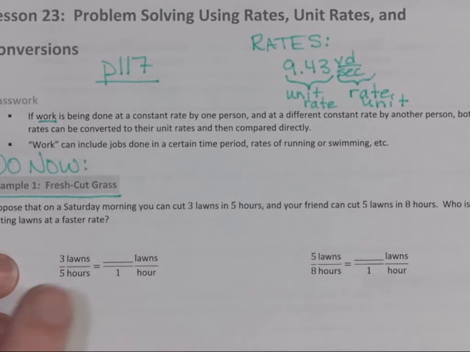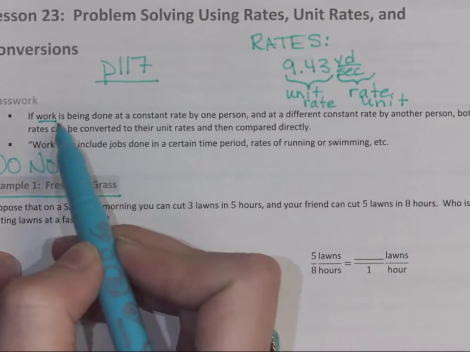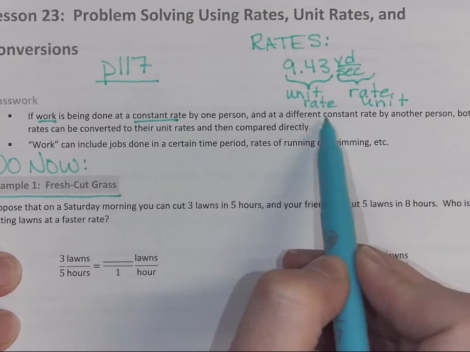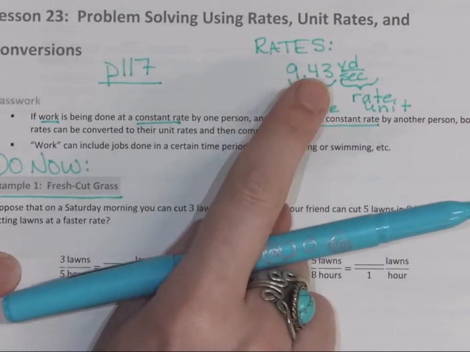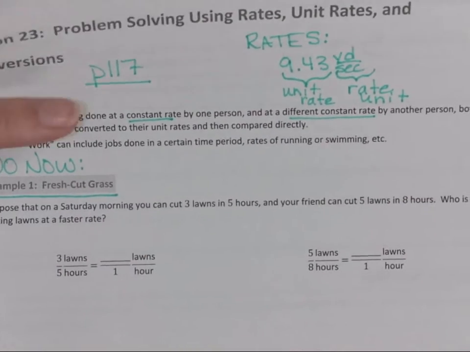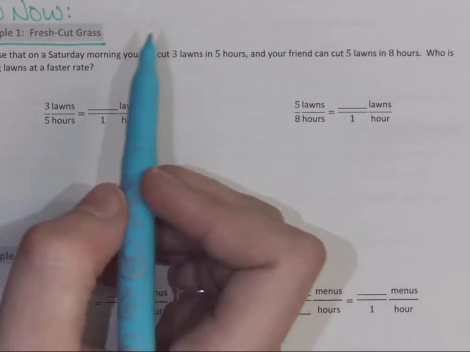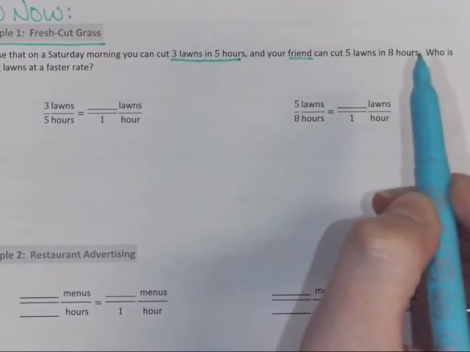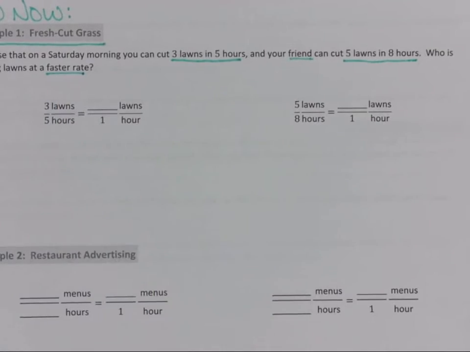Awesome. Nice. So then if you're saying that one person is doing some work at a constant rate, and another person is doing the same thing at a different constant rate, if we convert to the unit rate, then we can compare them. So let's go down to your do now, example 1. Suppose that on a Saturday morning, you can cut 3 lawns in 5 hours. Your friend can cut 5 lawns in 8 hours. Who's cutting lawns at a faster rate?